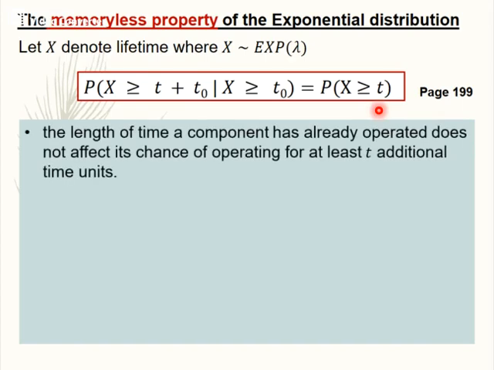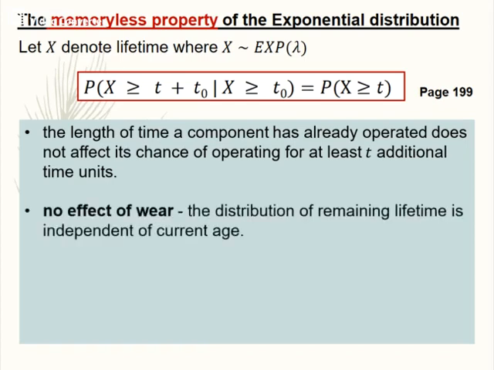So, more formally, you'll find the statement in the textbook. It says the length of time a component, so it could be a part of a machine, not necessarily a car, the length of time a component has already operated does not affect its chance of operating for at least t additional time units. Put differently, this memoryless property completely ignores the effect of wear and tear. So the distribution of the remaining lifetime is independent of the current age.